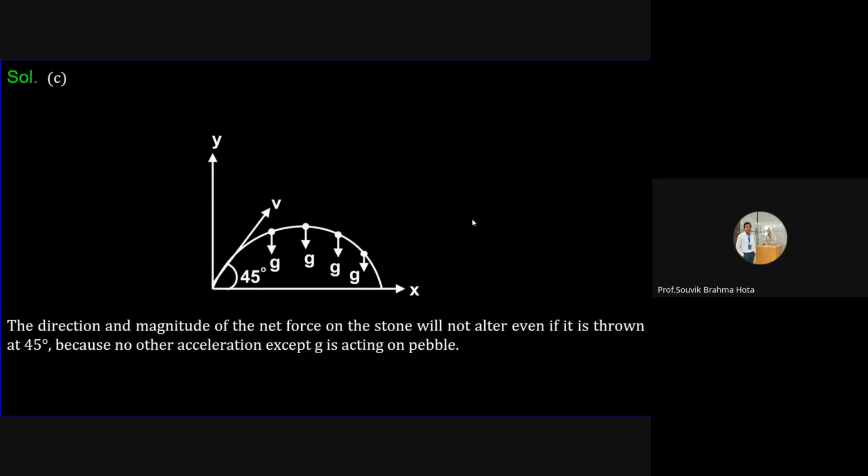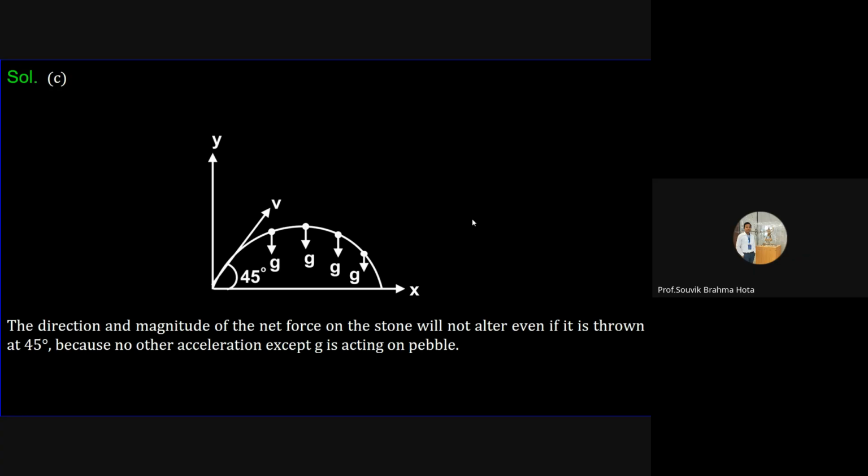But when it makes an angle of 45 degrees, what will happen? Will the direction and magnitude of the net force on the stone alter or not? It will not alter even if it is thrown at 45 degrees, because no acceleration other than the gravitational acceleration is acting on that stone. Actually, we have discussed this concept in projectile motion also. We know the vertical component has that acceleration, whereas the horizontal component doesn't have any acceleration, so that will maintain uniform motion.